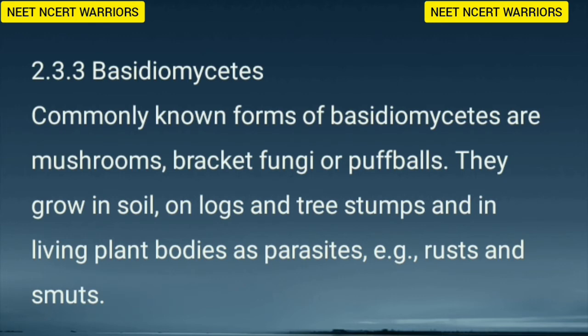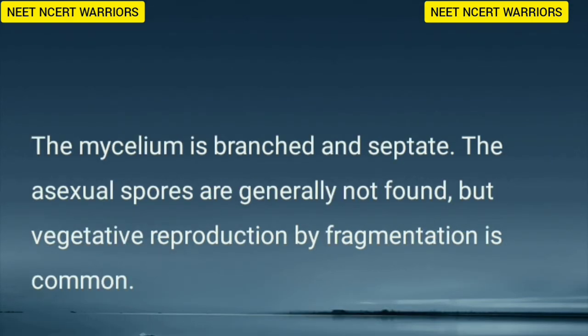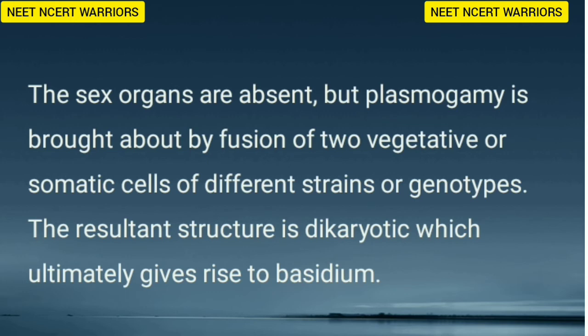Topic: Basidiomycetes. Commonly known forms of Basidiomycetes are mushrooms, bracket fungi, or puffballs. They grow in soil, on logs and tree stumps, and in living plant bodies as parasites. Examples are rusts and smuts. The mycelium is branched and septate. The asexual spores are generally not found, but vegetative reproduction by fragmentation is common. The sex organs are absent, but plasmogamy is brought about by fusion of two vegetative or somatic cells of different strains or genotypes. The resultant structure is dikaryotic, which ultimately gives rise to the basidium.